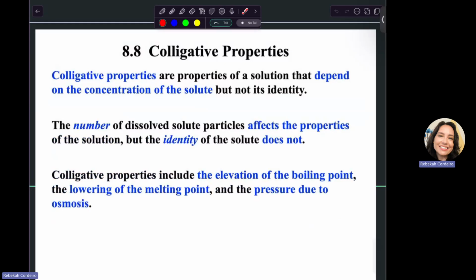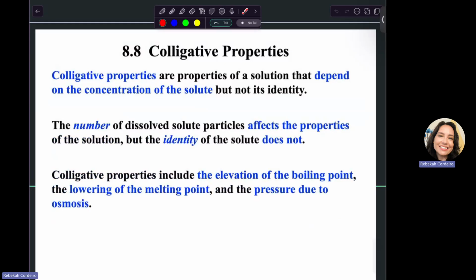So for example, if we wanted to raise the boiling point of water, which is what we do when we're cooking pasta and you throw salt in there, you could actually raise the boiling point of water by putting in sugar. It won't raise the boiling point of water as much as salt, and then we can talk about why. But you could pour sugar into your water and it would still raise the boiling point a little bit. It wouldn't raise it as much as the salt.